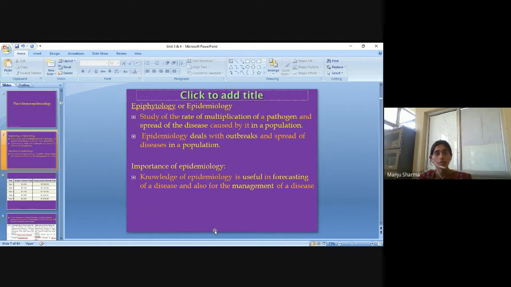It is the study of the rate of multiplication of a pathogen and the spread of the disease caused by it in a population. Epidemiology deals with outbreaks and spread of diseases in a population. Importance of epidemiology: knowledge of epidemiology is useful in forecasting of a disease and also for the management of a disease.